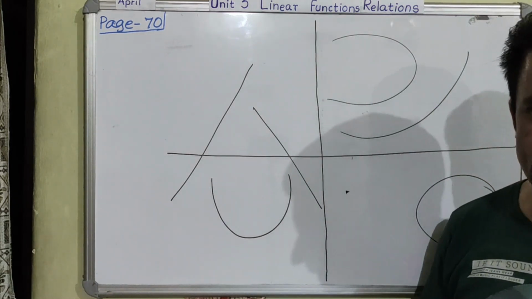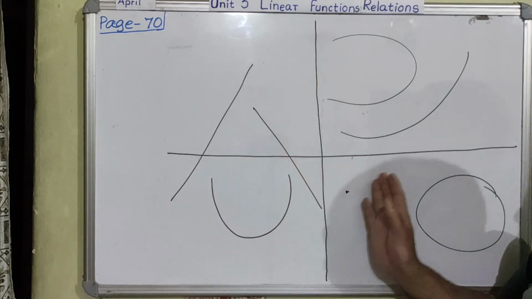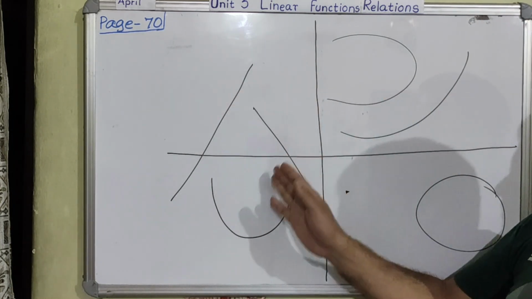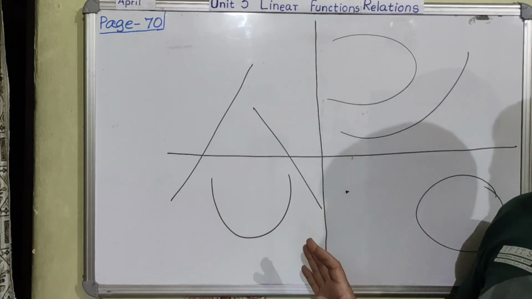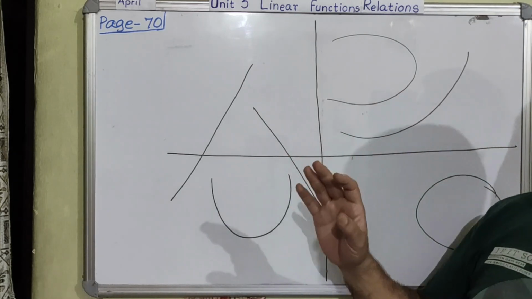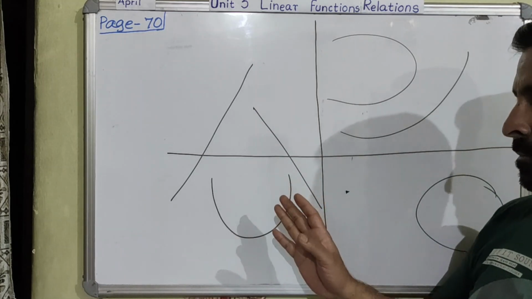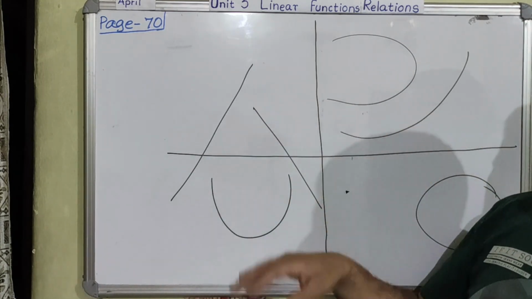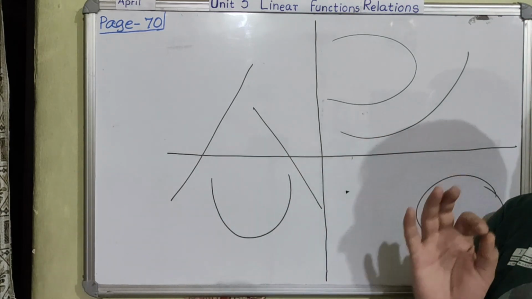There is a very simple technique to know which of them is a function. All of them are relations. All the diagrams give you a relation between the variables x and y. So relation, there is no doubt. Every graph, every shape gives you a relation between x and y. But which of them is a function, right? To know that, there is a very simple technique.